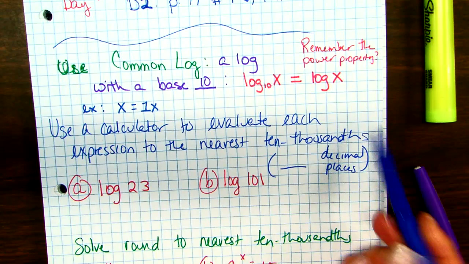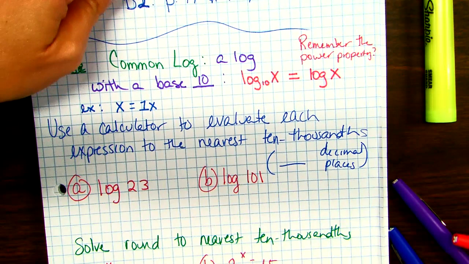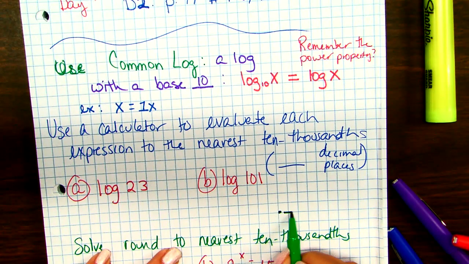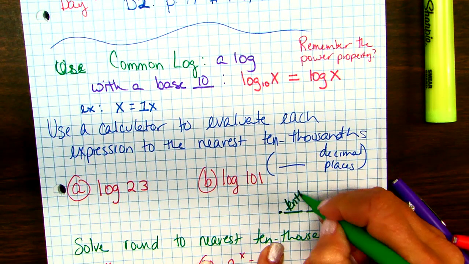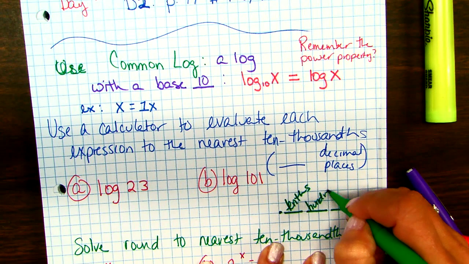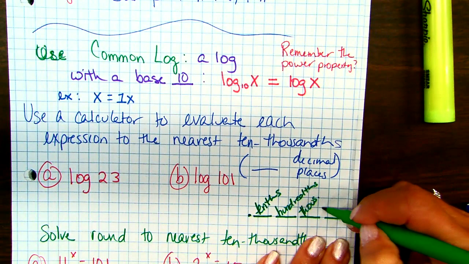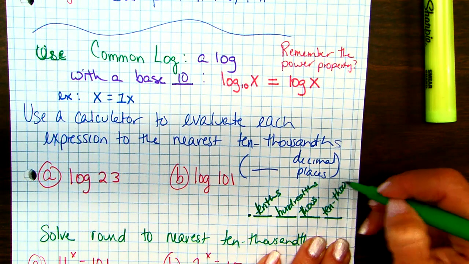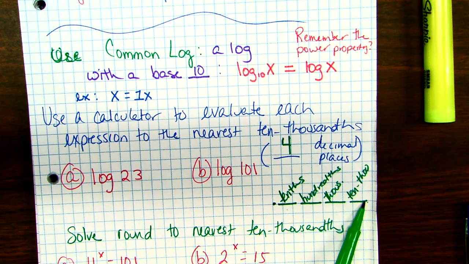How many decimal places is that? Anyone know? So let me just remind you, and if you want to write this, feel free. It's actually 4. This is your tenths, hundredths, thousandths, and then 10 thousandths. So it's 4 decimal places. Once you find the button on your calculator, this is a rounding exercise. So it's tenths, hundredths, thousandths, 10 thousandths. So we're going to this place here.